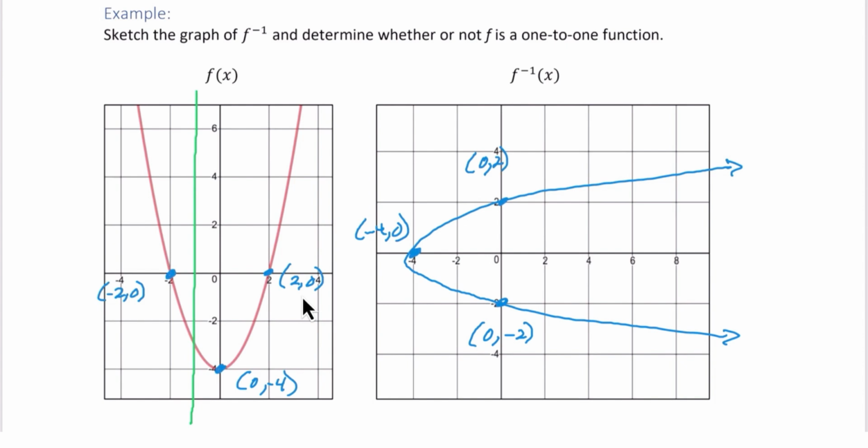However, if we draw a vertical line on f inverse, notice that it intersects the graph more than once, which means the inverse does not represent a function. And since the inverse does not represent a function, we can say that f is not one-to-one.